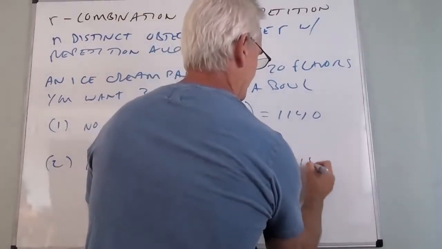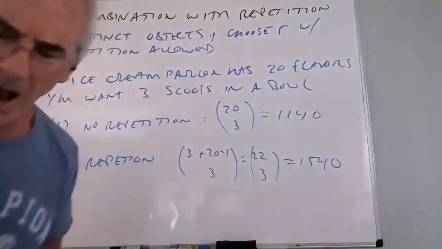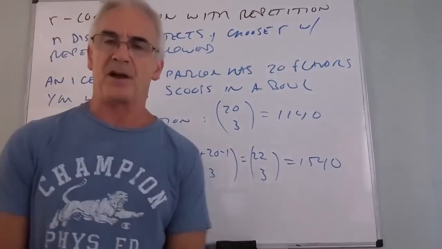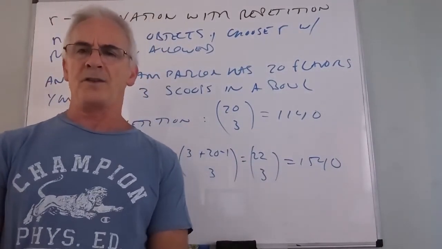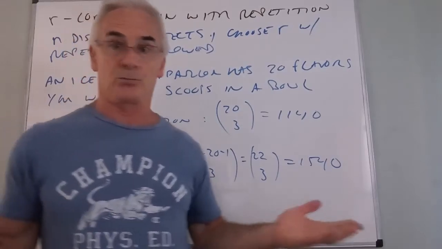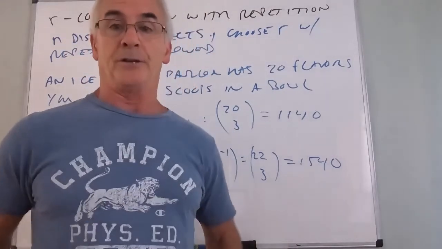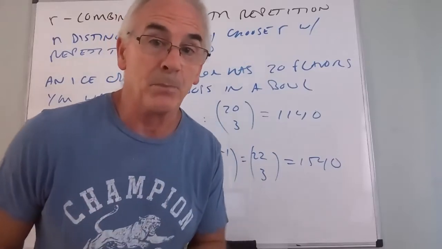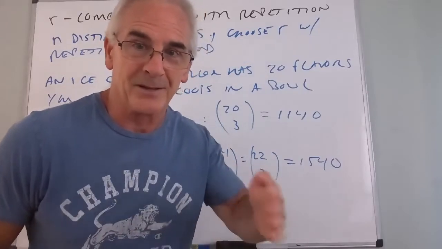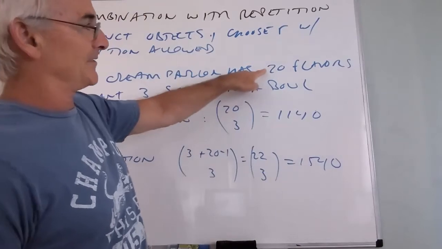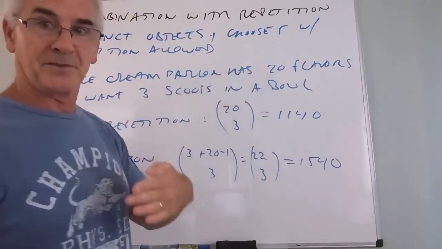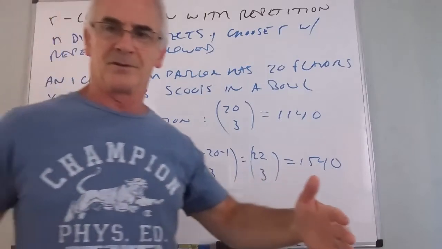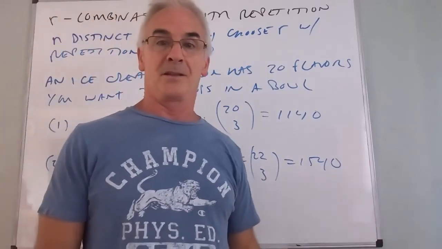That's 1,540. I have 400 additional possibilities if I allow for repeats. Now, if I asked you, can you tell me what those 400 are? Actually, you could. For example, aren't there exactly 20 different bowls that have the same flavor 3 times? Do you all agree with that? There's 20 different bowls. I have vanilla, vanilla, vanilla, strawberry, strawberry, strawberry, chocolate, chocolate, chocolate. There's 20 different bowls that I could have the same flavor 3 times.